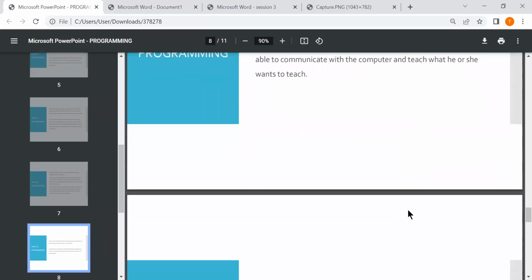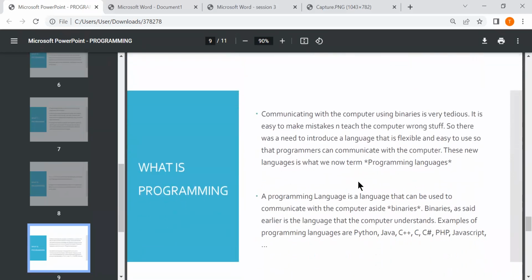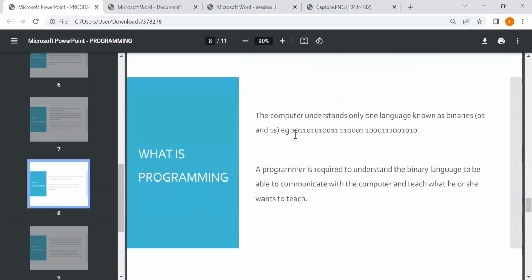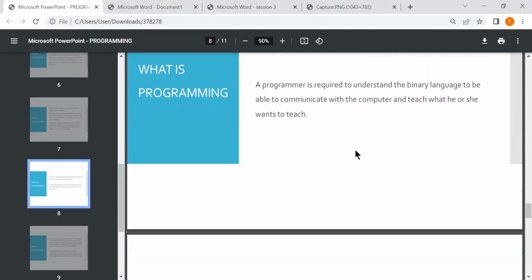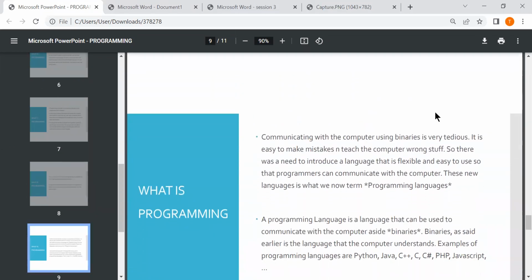So what did I say about zeros and ones here? Communicating with the computer using binaries is very tedious. Ones and zeros. This is very tedious. You can miss a number and the whole information you're trying to give to the computer will be different. You can just miss one thing. So communicating using binaries is very tedious. It is easy to make mistakes. It is easy to make mistakes and teach the computer wrong stuff.